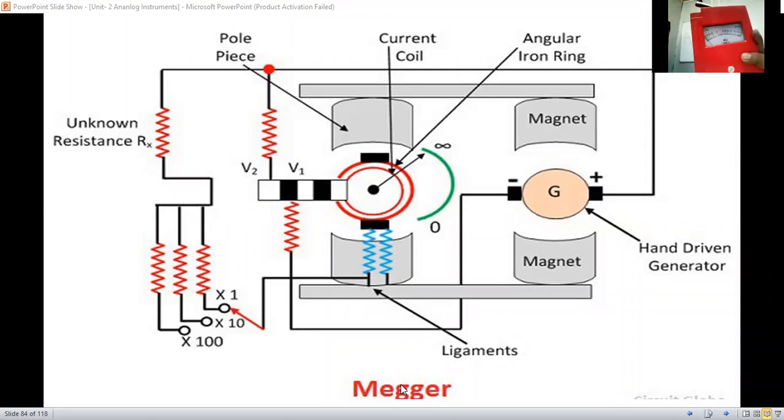Here it is visible. At the infinity side only it is there first. Starting, the pointer will be at the infinity side. Whenever we connect some voltage, some short circuit, we will do that. It will come to the lower side, strong magnetic field, and it will connect to the zero side. It is going to come over there.